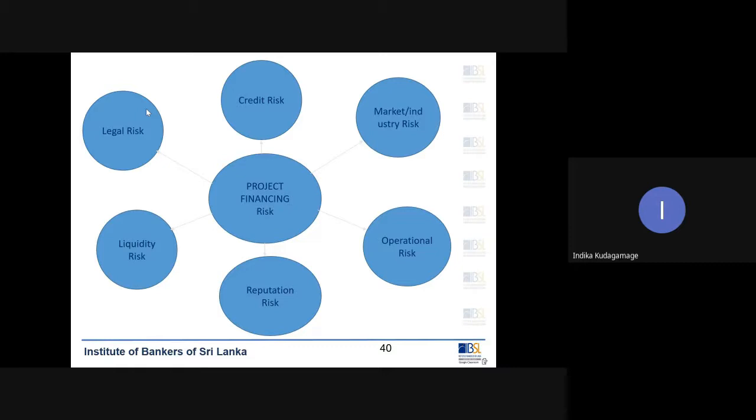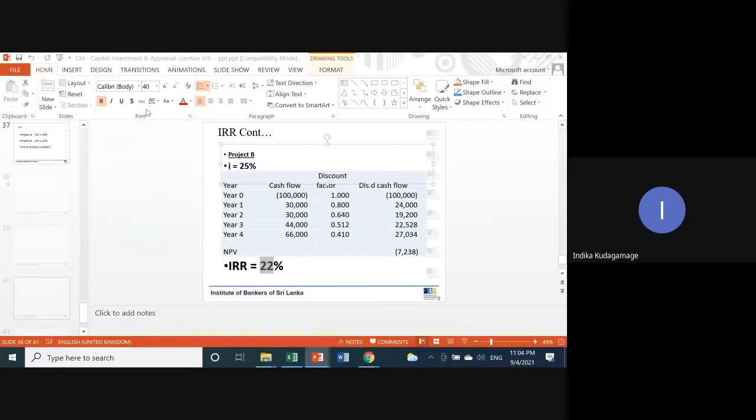So you have to look at all, even technology risk, whether technology is changing very fast. Like that, we have different risks associated with any project. So we have to look at all those things when we are deciding on project finance.